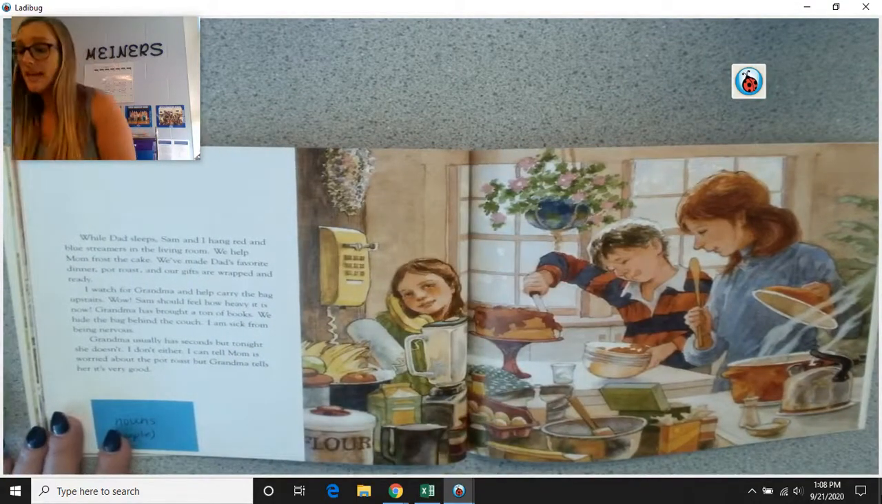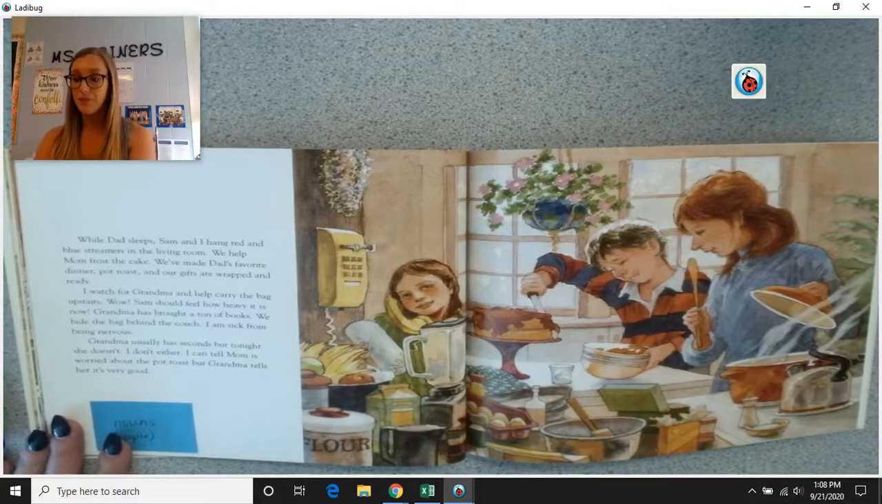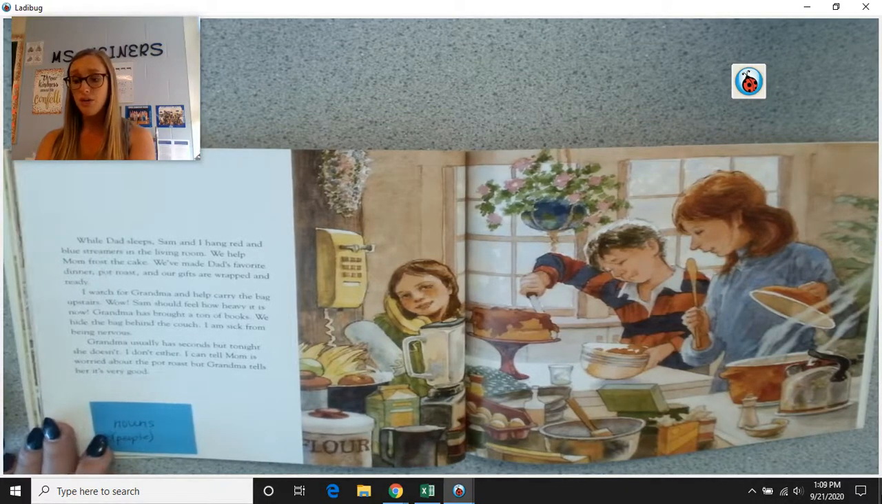While Dad sleeps, Sam and I hang red and blue streamers in the living room. We help Mom frost the cake. We've made Dad's favorite dinner, pot roast, and our gifts are wrapped and ready. I watch for Grandma and help carry the bag upstairs. Wow! Sam should feel how heavy it is now. Grandma has brought a ton of books. We hide the bag behind the couch. I am sick from being nervous. Grandma usually has seconds, but tonight she doesn't. I don't either. I can tell Mom is worried about the pot roast, but Grandma tells her it's very good.